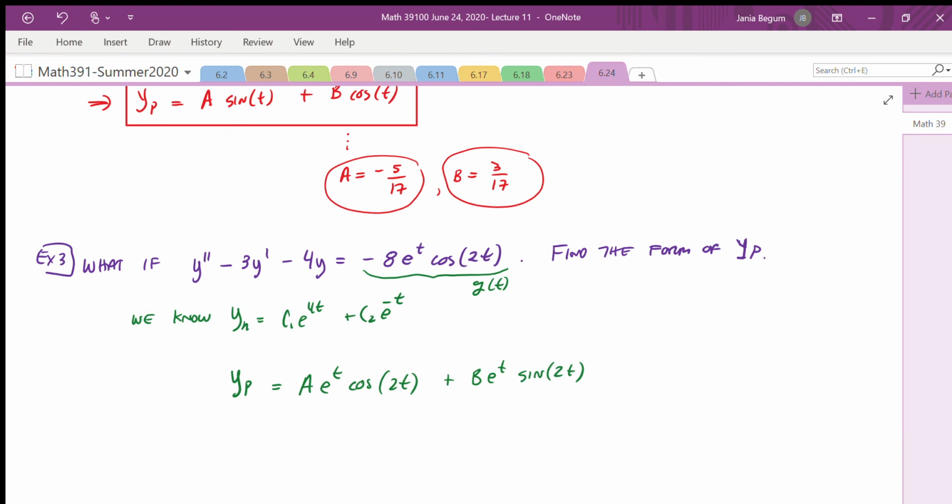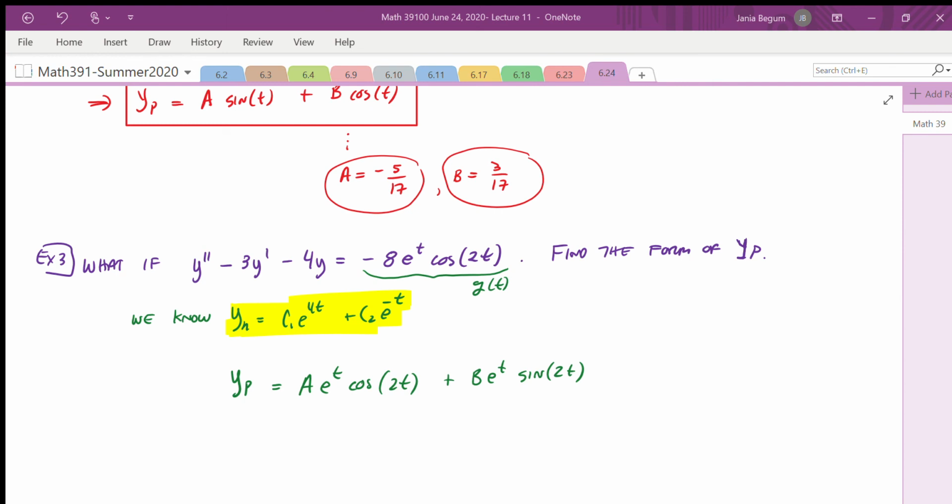Now let's check. Does any of these functions appear in my homogeneous solution? Yes. Which one? The a e to the t sine 2t. Well, there's a constant. My homogeneous solution is this, right? No. So you see how the homogeneous is different from our guess.